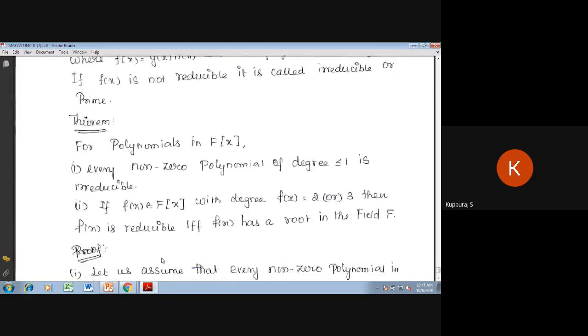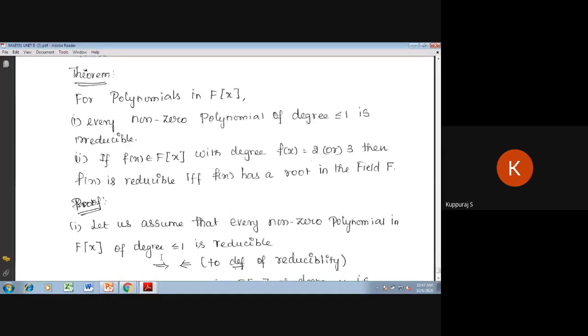So look at the theorem. For polynomials in capital F of x, every non-zero polynomial of degree less than or equal to 1 is irreducible. Second, if f of x belongs to capital F of x with degree of f of x equal to 2 or 3, then f of x is reducible if and only if f of x has a root in the field F.